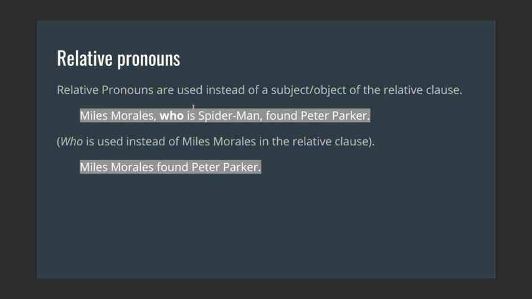Now, the main clause as a one clause sentence is this. Miles Morales found Peter Parker. Miles Morales is a Spider-Man. That is the other clause in a one-clause sentence. So as you can see, both of these have Miles Morales as a subject. And in the second one, we are replacing Miles Morales with who.